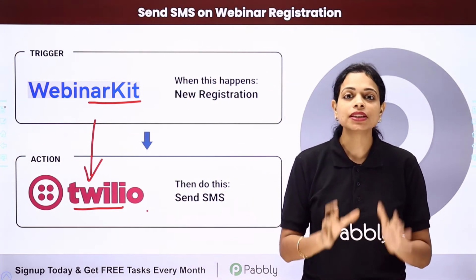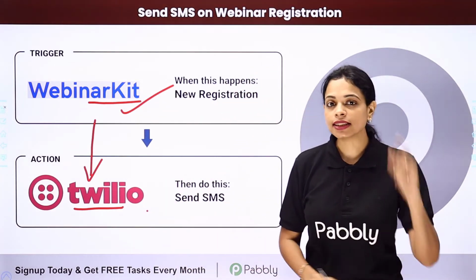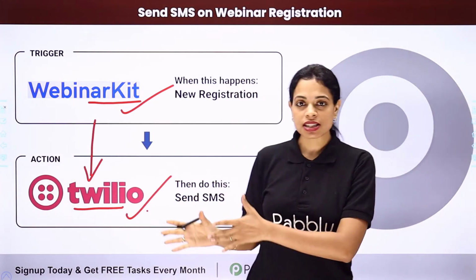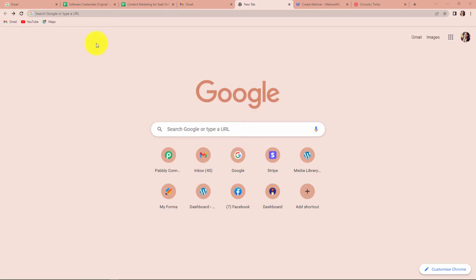The same can be done through Pabbly Connect. Here, your trigger application would be WebinarKit and your action application would be Twilio. Now how you can do it yourself, for this, let me take you to my screen. So let us now begin with the process.